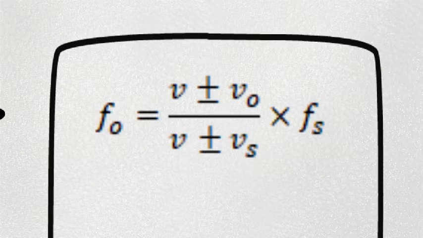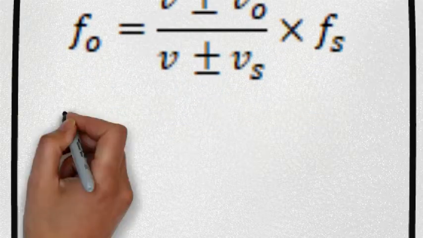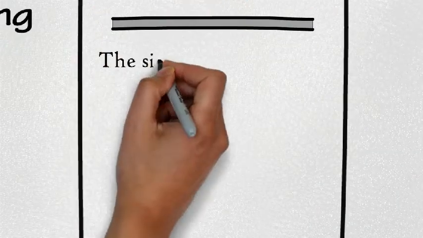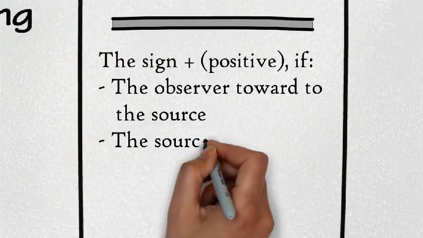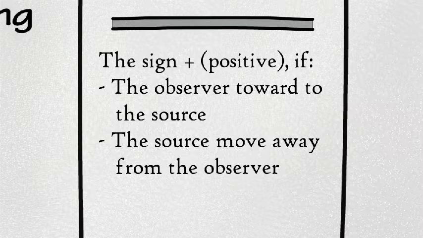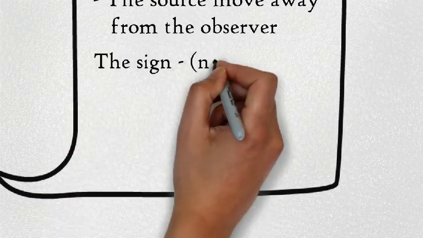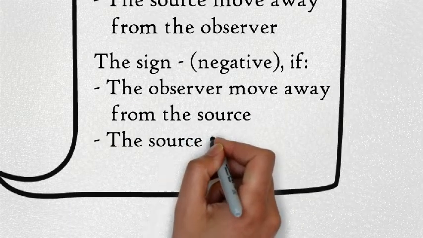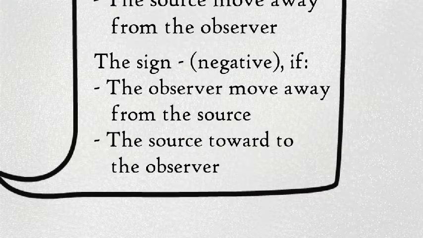To calculate the frequency of the observer, we can use this formula. V is velocity. The sign is positive if the observer moves toward the source and the source moves away from the observer. The sign is negative if the observer moves away from the source and the source moves toward the observer.